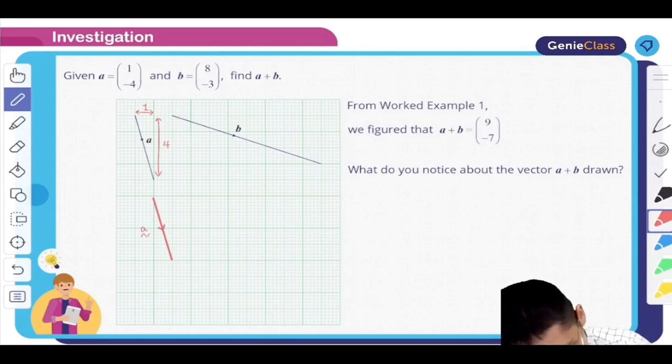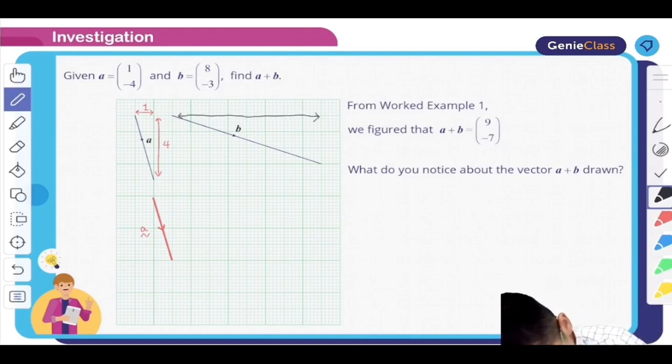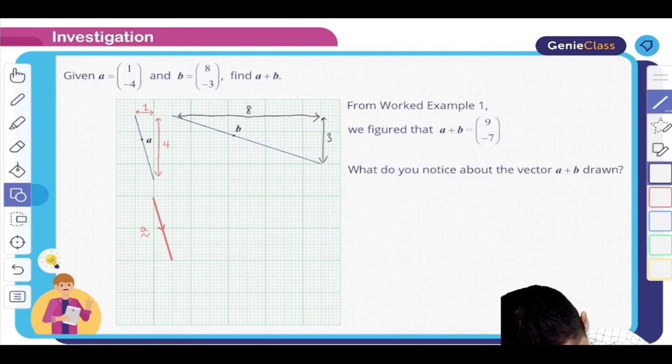1 and negative 4. And then from there, I have 8 and negative 3. So from here, again, this is my 8, and this is my 3. Okay, half a box is 3. So let me just draw my line. Just give me a moment. So 8 and negative 3.